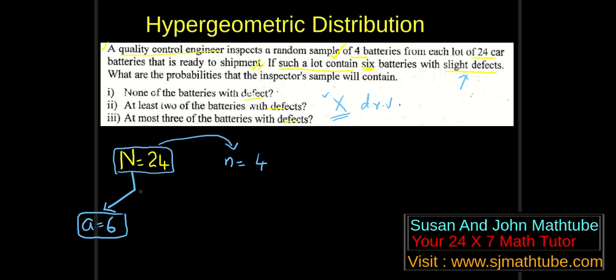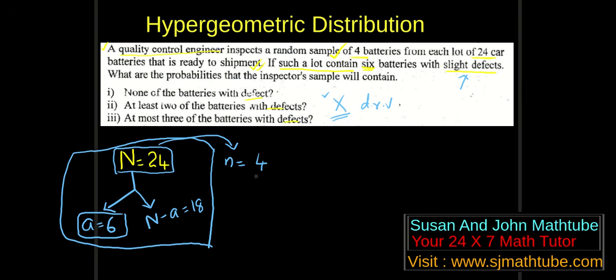Okay, now let's complete the table. As I told you before, if A items are special, then n minus a, that will be 18, will be not that special. And in this context, they are the batteries which are okay, which do not have defects. And from here, we need the probability of x number of successes, and that means n minus x will be failures.